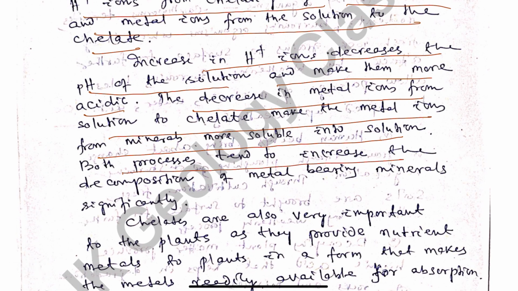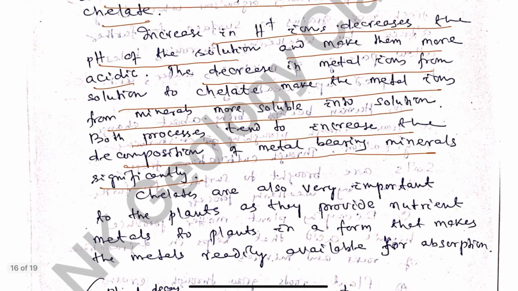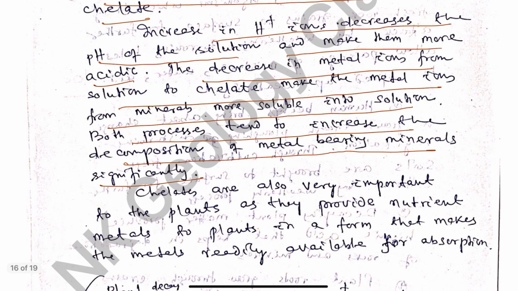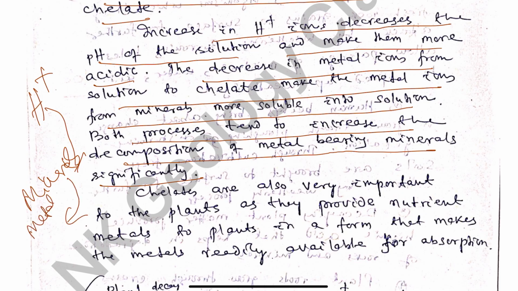Both processes tend to increase the decomposition of the metal bearing minerals significantly. The fact is that the humic acid produces H plus ions. This ion enters into the minerals containing the metallic elements. The metals are liberated from the minerals. So minerals become weak.